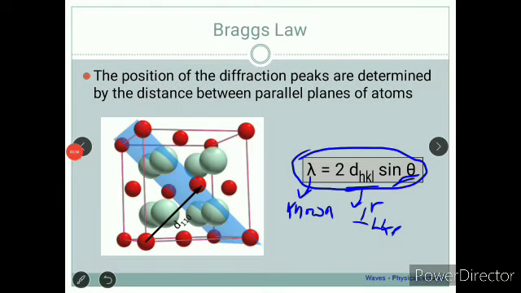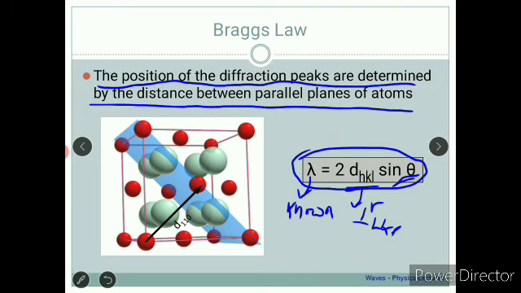So what we need to note here is that the position of the diffraction peaks is determined by the distance between the parallel planes of atoms. So if we have one plane here, let's say this is the second plane, and this is another plane which we have. This d_hkl, that means this d_110, will represent the distance between these two planes. Now this is also characterized or calculated from the XRD data.